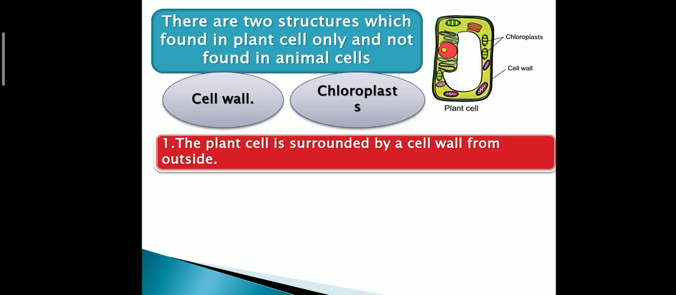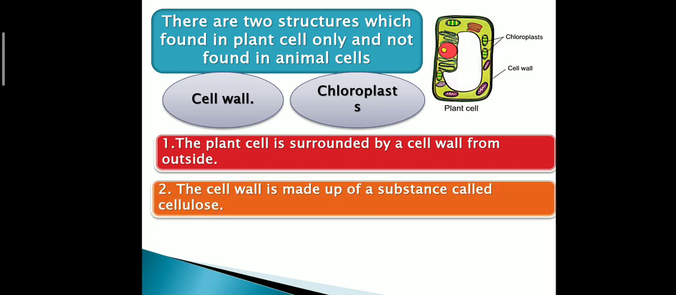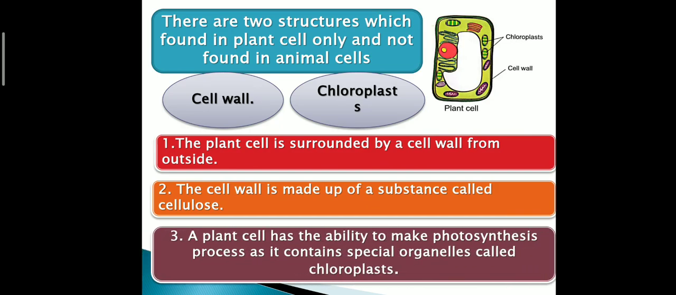The plant cell is surrounded by a cell wall from outside, and the cell wall is made up of a substance called cellulose. Again, the plant cell is surrounded by a cell wall from outside. This wall gives the plant cell its definite shape, and this wall is made up of a substance called cellulose.